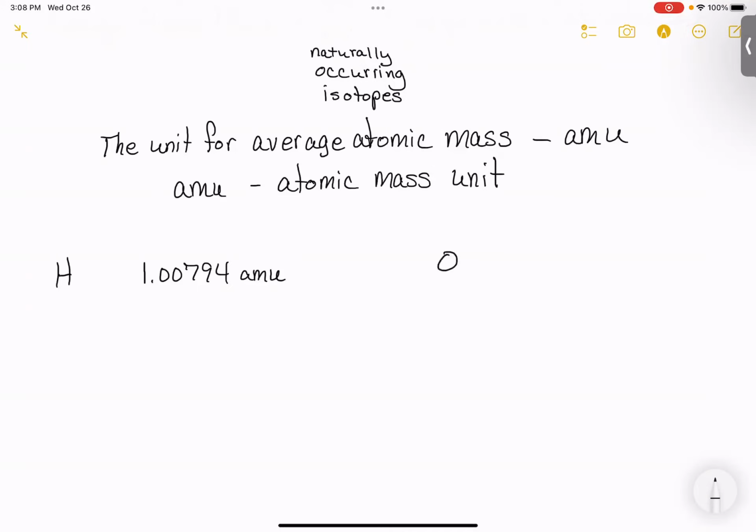Oxygen has an atomic mass of 15.9994 AMUs. Again, that value is the result of determining the average atomic mass.